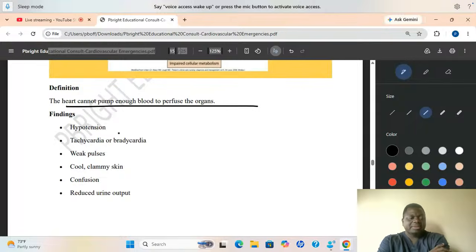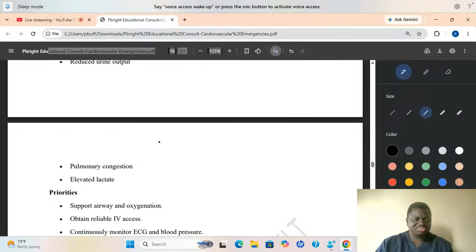We do hypotension, low blood pressure. Heart rate is trying its best. It will try. Later, it will give up and so get bradycardia. Weak pulses, cold, clammy skin, confusion, urinary. For cardiogenic shock, I would choose cardiogenic shock over what? Aortic dissection.